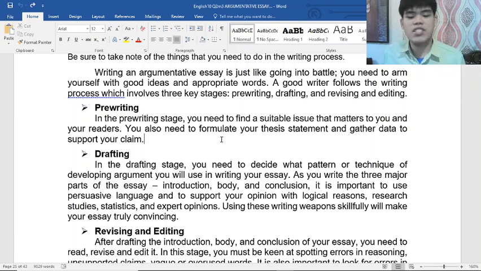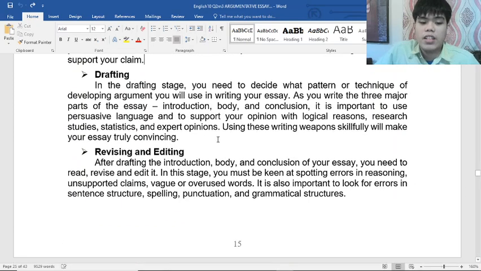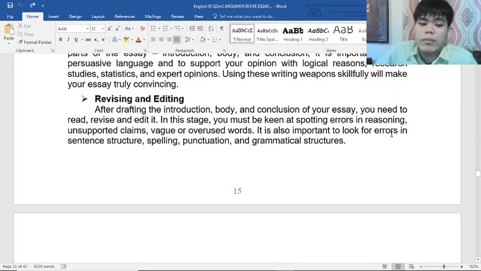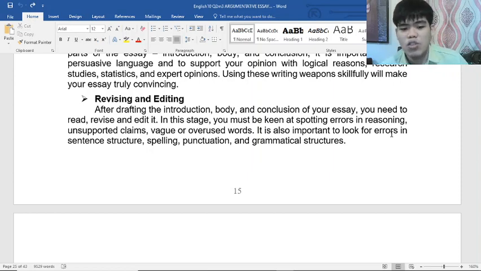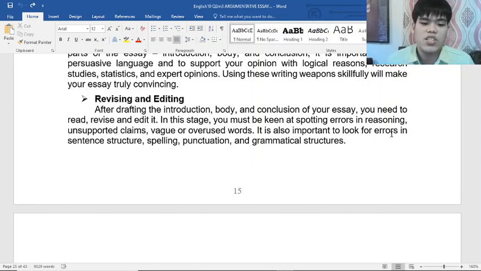In the drafting stage, this is where you start to create the introduction, the body, and the conclusion. Yet, it is still not final. The next stage is revising and editing. After drafting the introduction, body, and conclusion of your essay, you need to read, revise, and edit it. In this stage, you must be keen at spotting errors in reasoning, unsupported claims, and vague or overused words. It is also important to look for errors in sentence structure, spelling, punctuation, and grammatical structures.